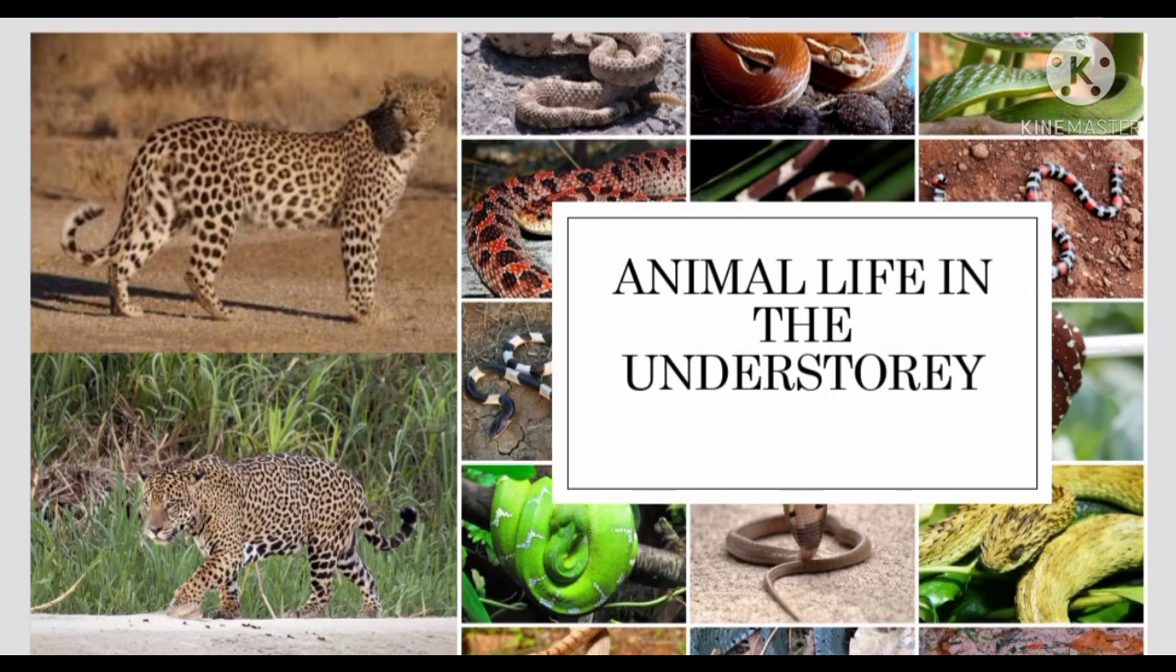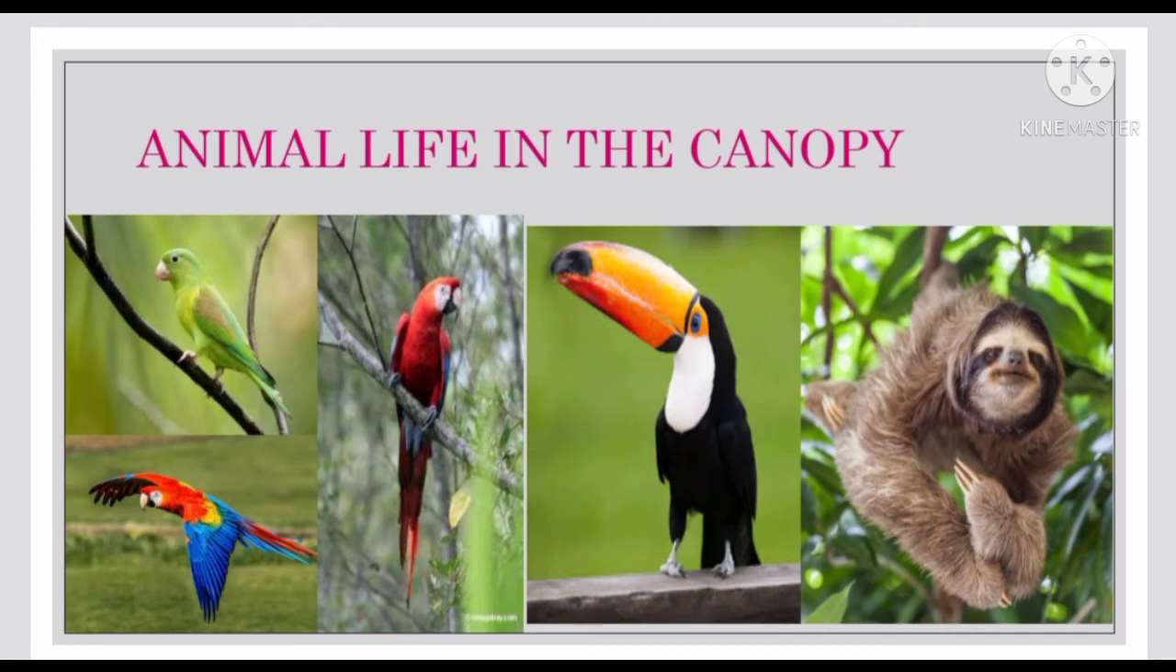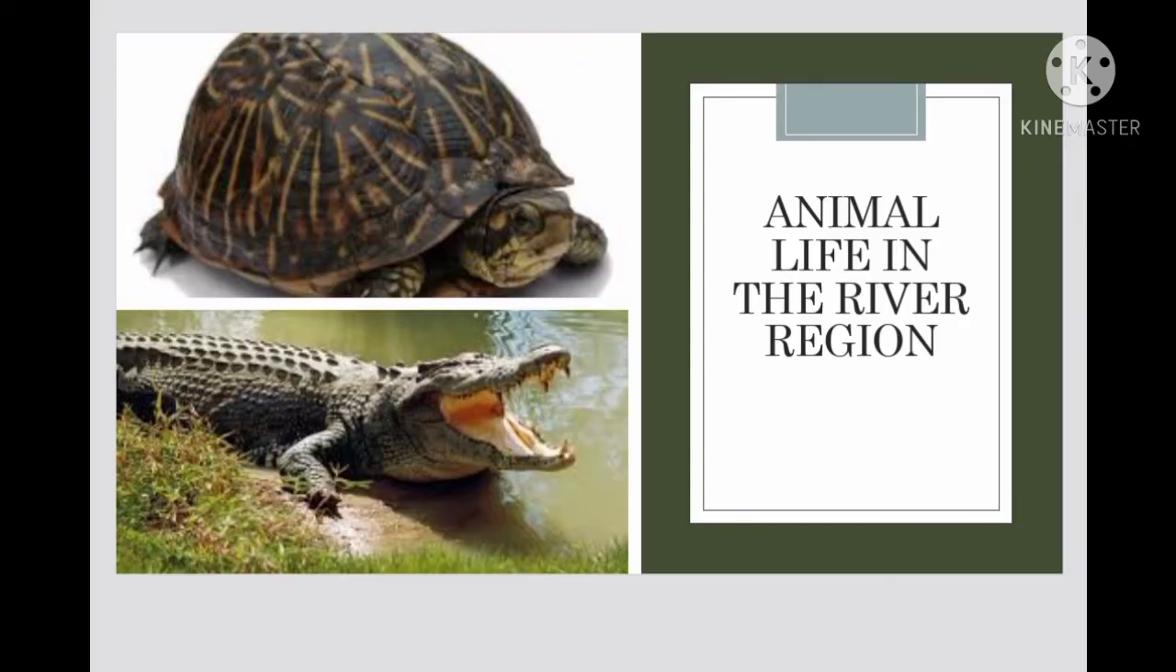Next are the animals which live in the understory. Snakes, jaguars, leopards, frogs, and lizards live in the understory. Spider monkeys, orangutans, sloths, toucans, macaws, and parrots live in the canopy region. Eagles, bats, monkeys, and butterflies are found in the emergent layer, that is the topmost layer. Crocodiles, turtles, and snakes are found in the rivers of these regions.